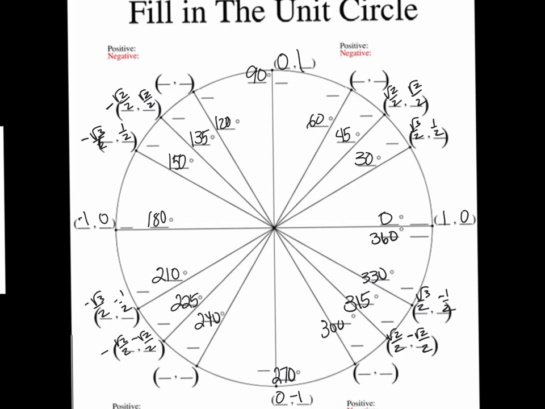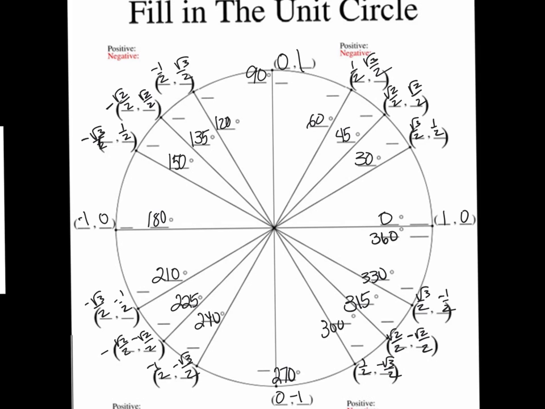The 60 is the inverse, or I switch over my x and my y. So I'm going to have 1/2, root 3 over 2. So for 120, I'm going to have -1/2, root 3 over 2. Down here at 240, I'm going to have -1/2, negative root 3 over 2. Then over here at 330, I'm going to have +1/2 and negative root 3 over 2.